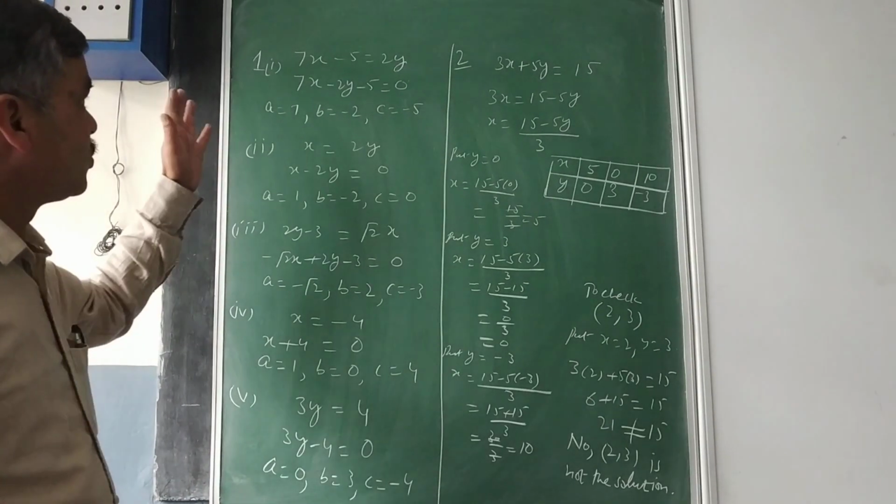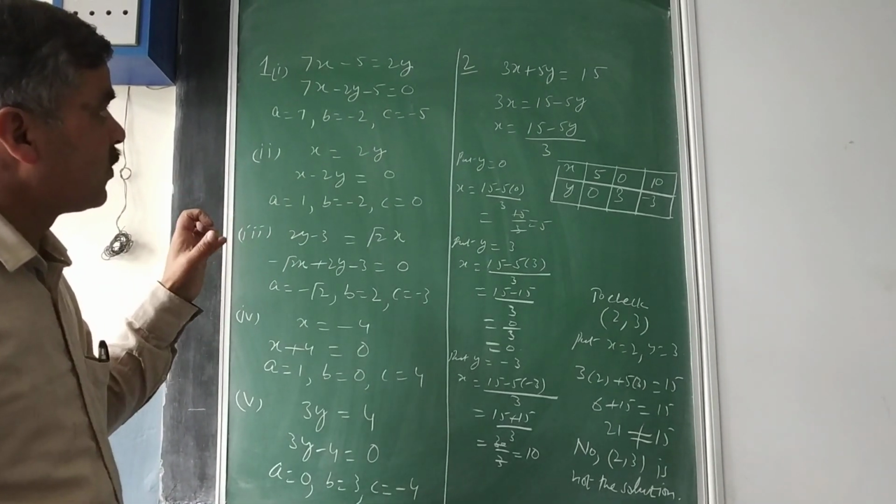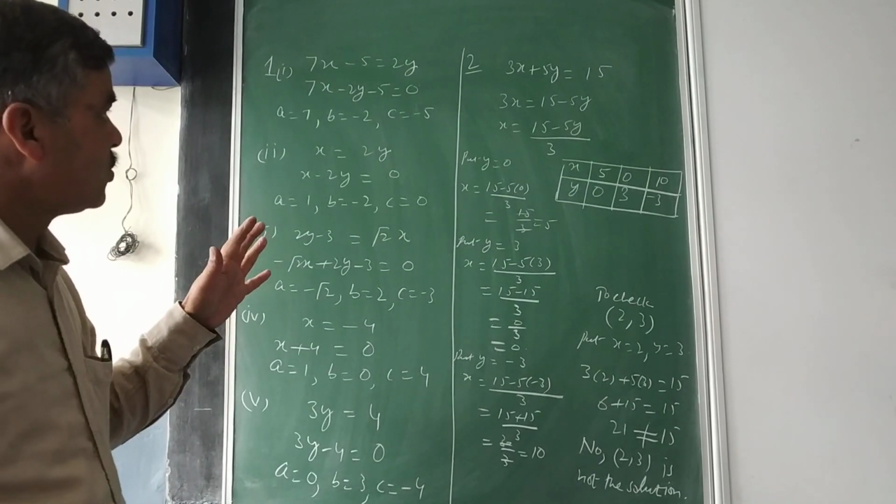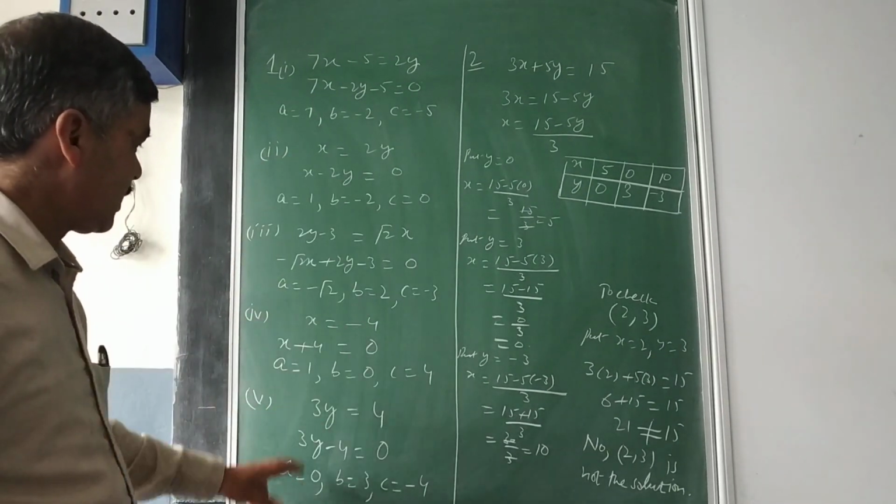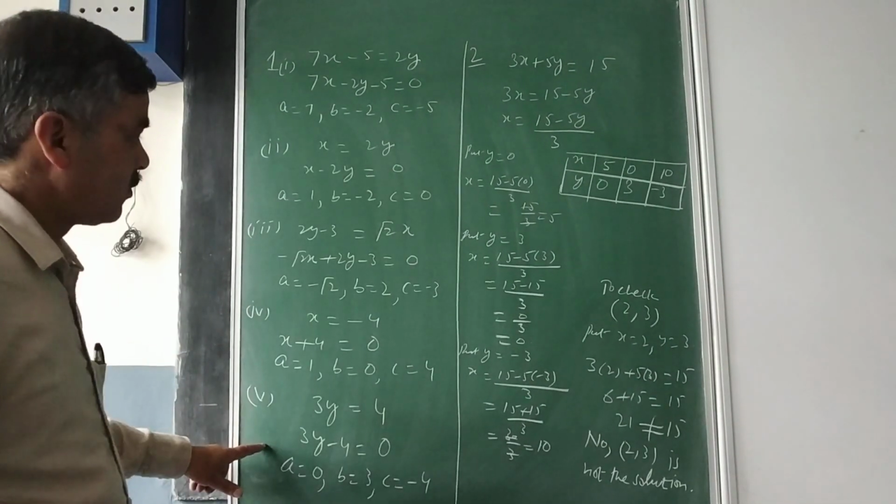Your first question was you need to write the given equations in the form of ax plus by plus c is equal to 0 and then you have to write the value of a, b and c. So 5 parts were there in first question.